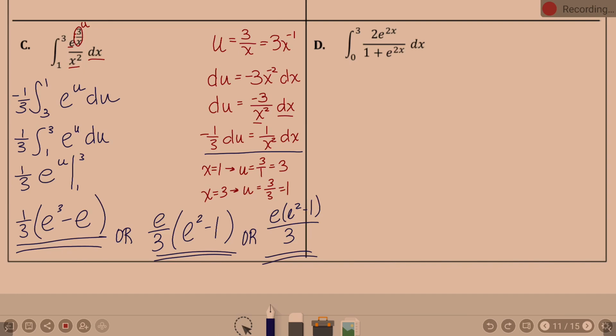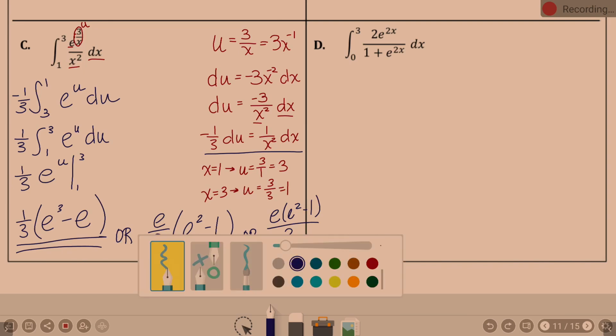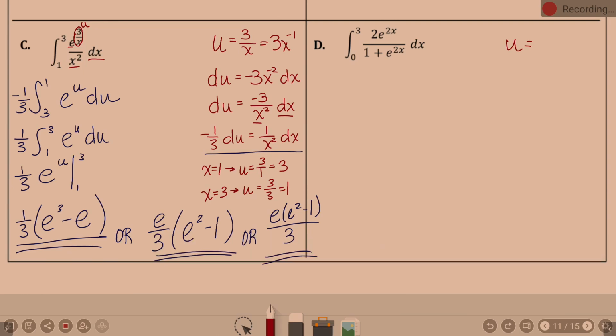Okay, D. What's u? 1 plus e to the 2x. I like it. Okay. If u is 1 plus e to the 2x, what's du? e to the 2x times 2.